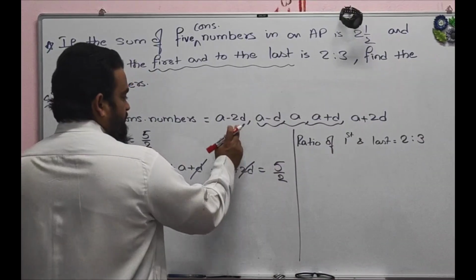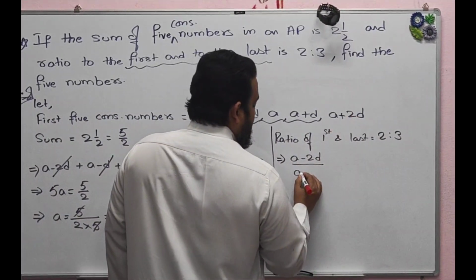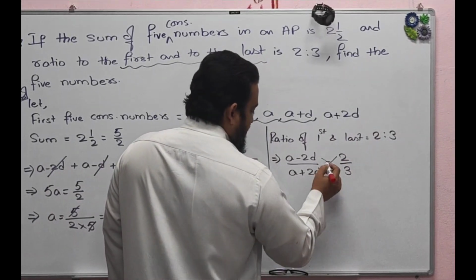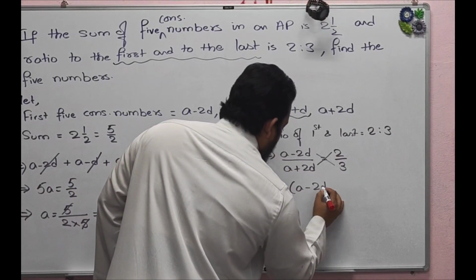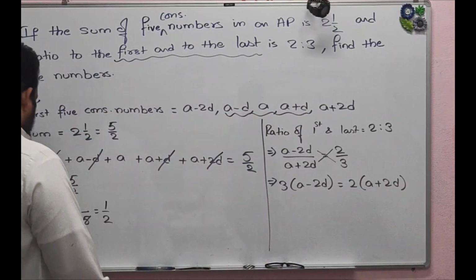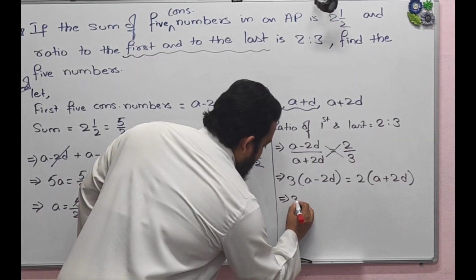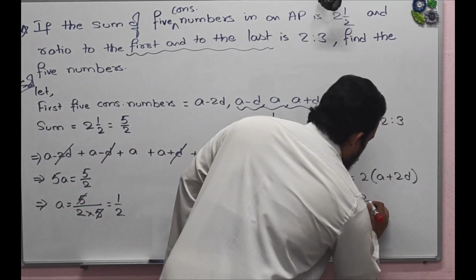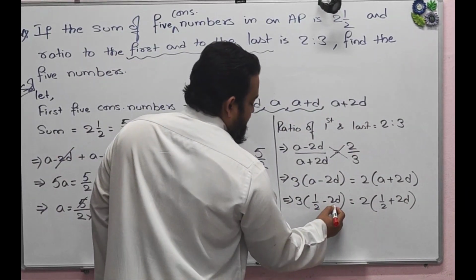What is the first one? A minus 2d divided by, what is the last one? A plus 2d equals 2 by 3. When you transpose, what will happen? 3 times a minus 2d equals 2 times a plus 2d. Now what is a? A is 1 by 2. So that implies 3 times 1 by 2 minus 2d equals 2 times 1 by 2 plus 2d. Understood?